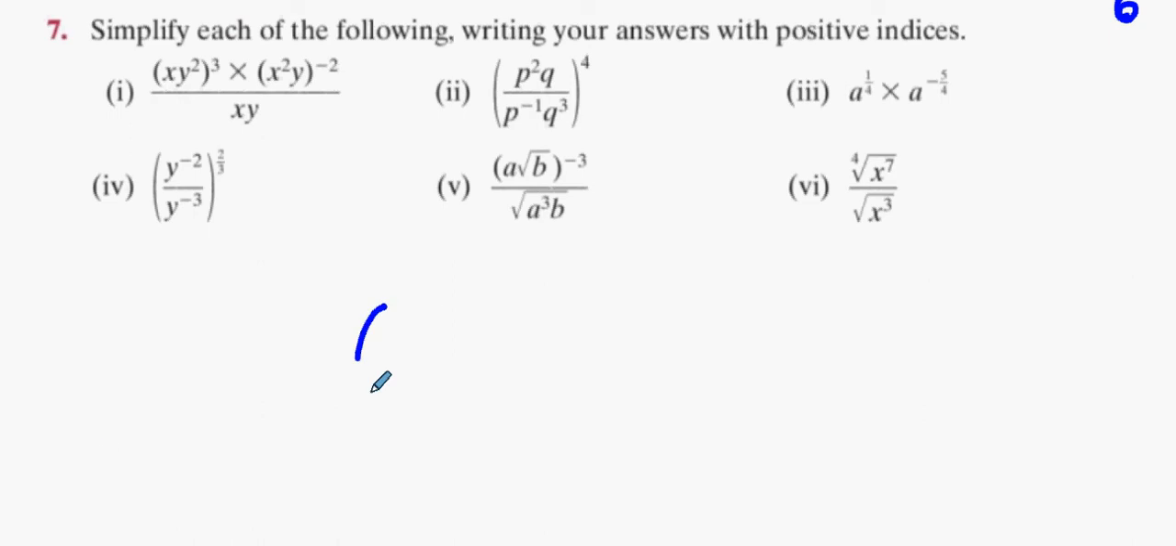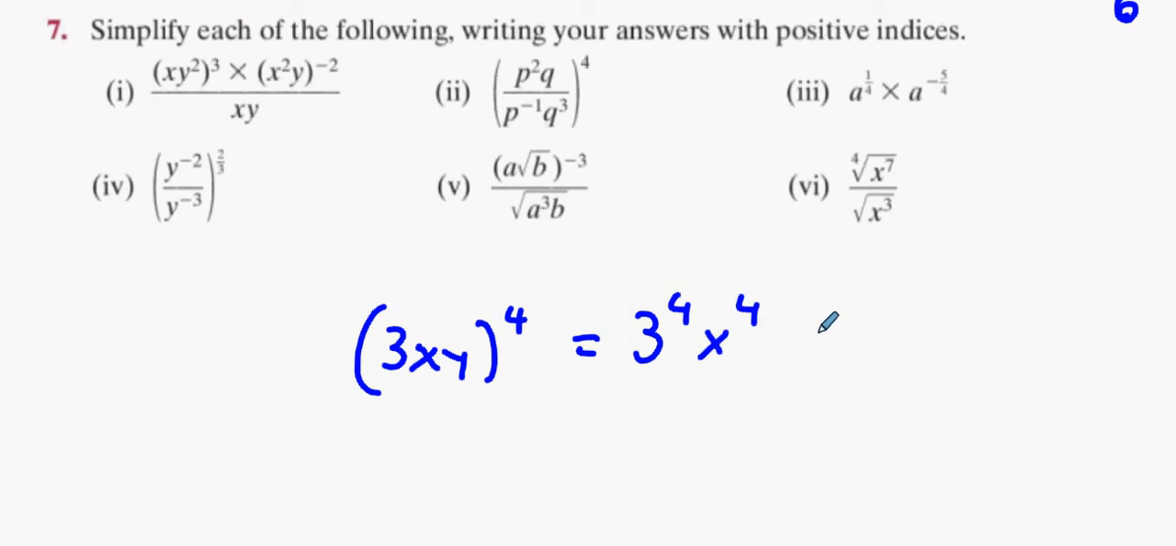Can anybody tell me? We'll just do this really quickly. What's (3xy)^4? Just out of interest. Can anybody do that for me? 3 to the power of 4? 81. x to the power of 4? y to the power of 4. Everybody see that? You see the way the 4 worked on every single part, didn't it? And you end up with 81 x^4 y^4. Everybody cool with that? Now let's make this a bit more difficult.